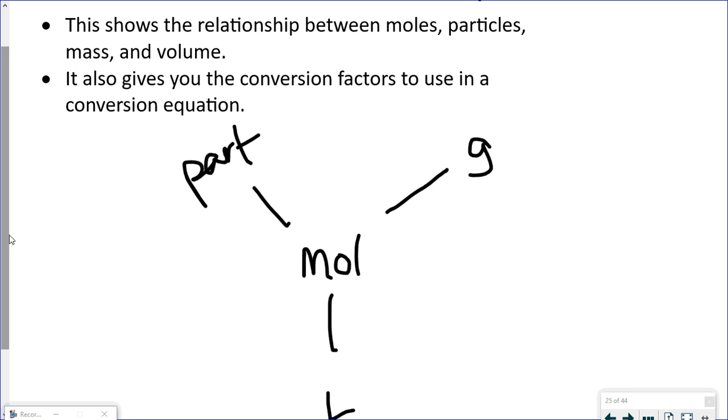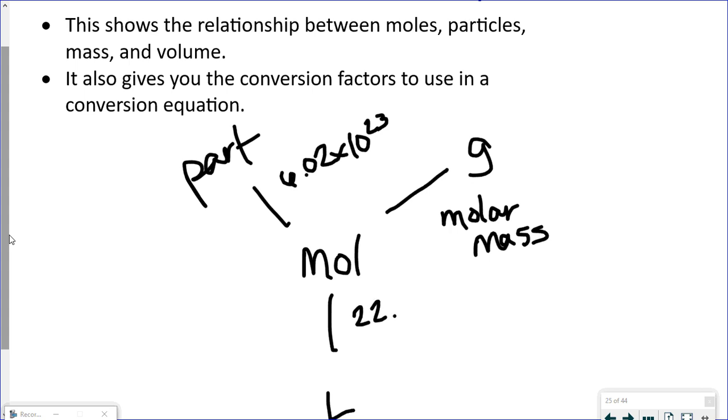You can also add the actual conversions you need here. So remember, particles to moles is the 6.02 times 10 to the 23rd. Between moles and grams, you're going to be using molar mass as your conversion. And between moles and liters, you're going to be using 22.4 liters. So you can include this and kind of jot this on the side if it helps. But you can use this to look at what steps you need to use.